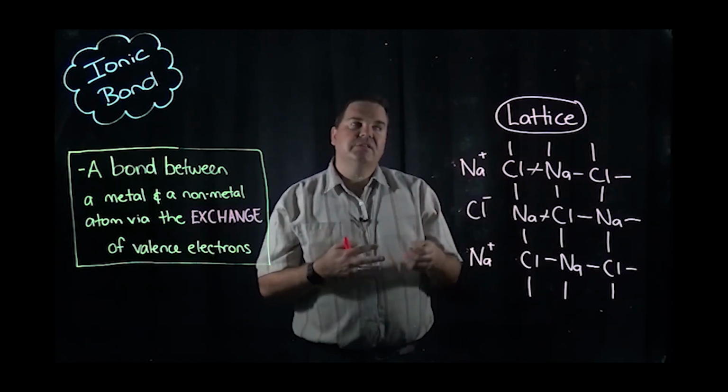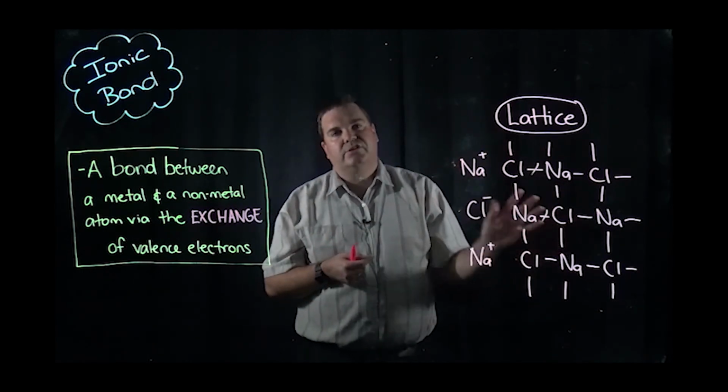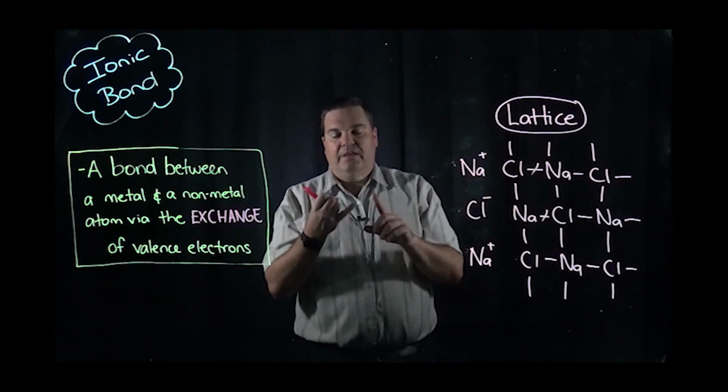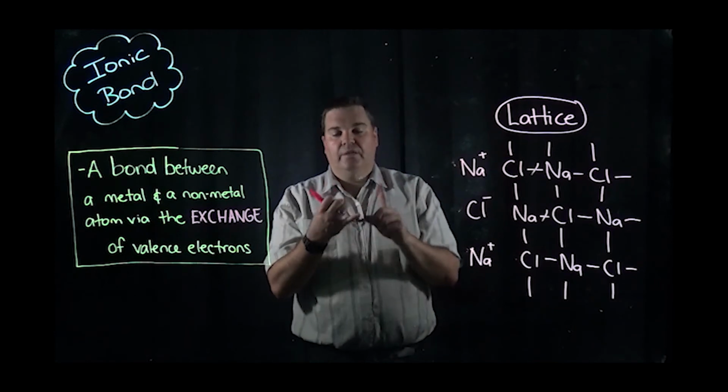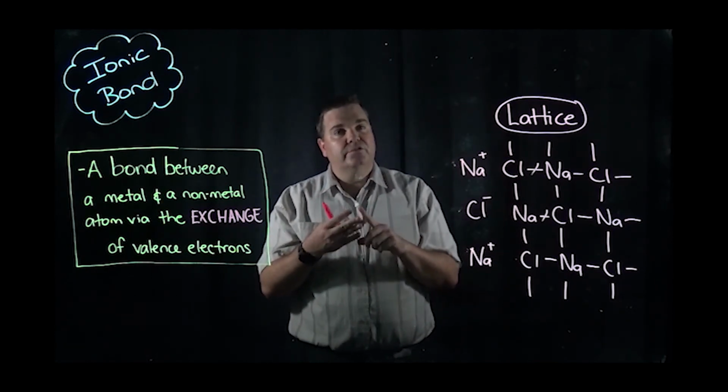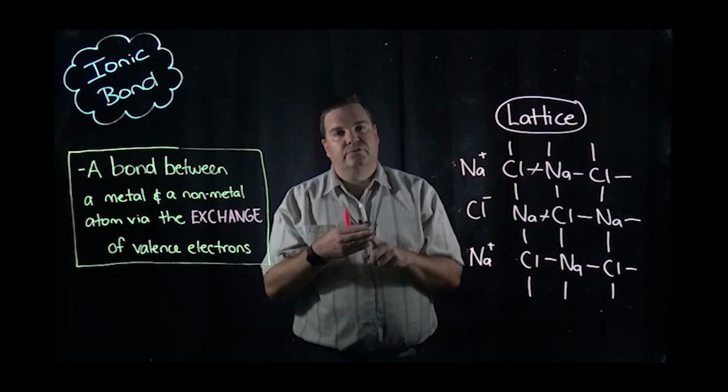So it's quite interesting the effect this 3-dimensional lattice structure has on the properties of ionic substances. It means that they have very high melting points and they don't conduct electricity in the solid state. But when you melt them or dissolve them, they do conduct electricity, okay?